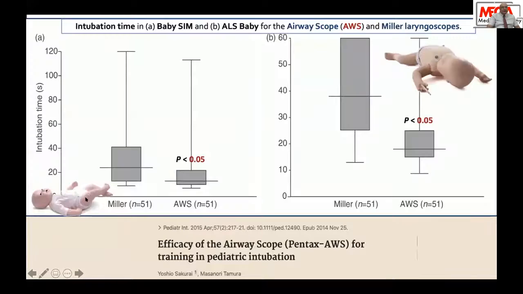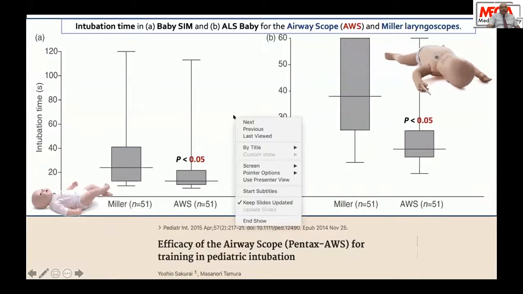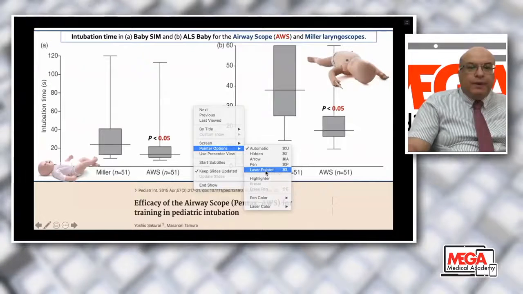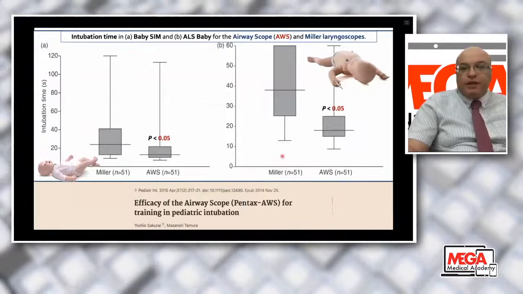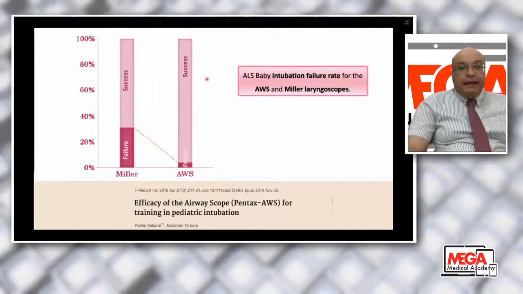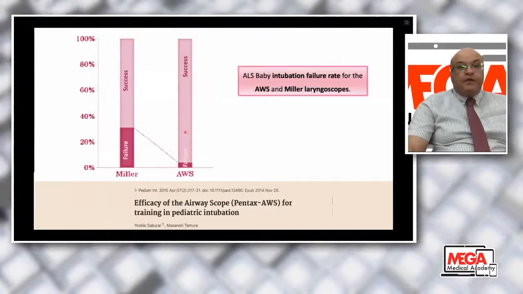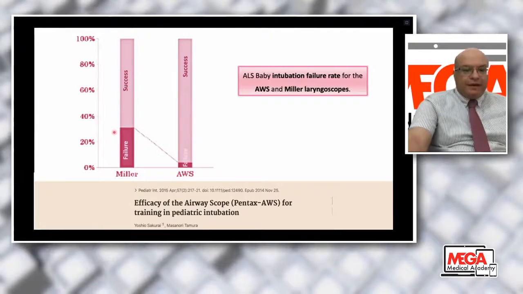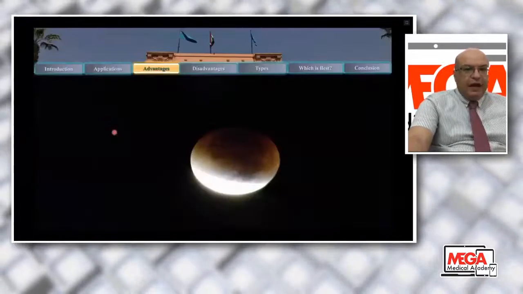In this study, including 100 patients and including 2 simulations, BBSIM, and here on the right is the ELS baby mannequin. Both of them, Airway scope compared with a straight Miller blade, could successfully reduce the time of intubation in both mannequins. Interestingly, this is secondary to an increased success rate with using Airway scope compared with Miller in this simulation-based study.